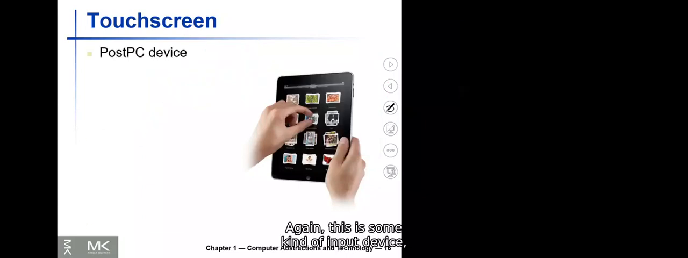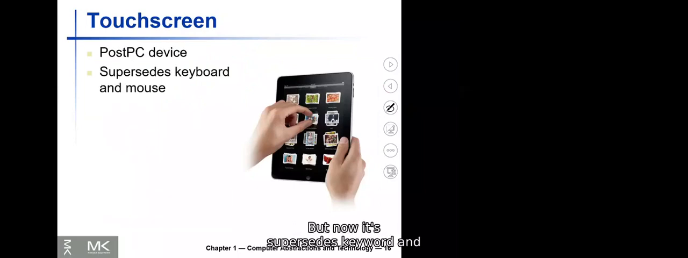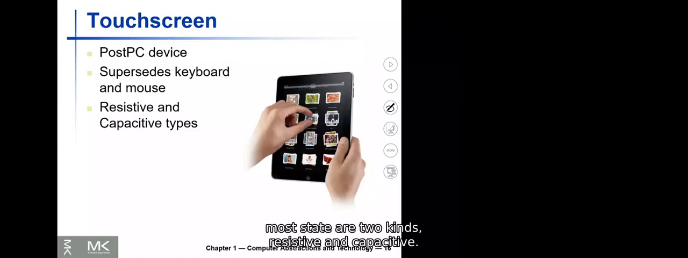Again, this is some kind of input device, and usually they are post-PC devices. Before that, we had keyboard and mouse. We were using these as our main input device to talk with our computer. But now it supersedes keyboard and mouse. They are two kinds: resistive and capacitive.